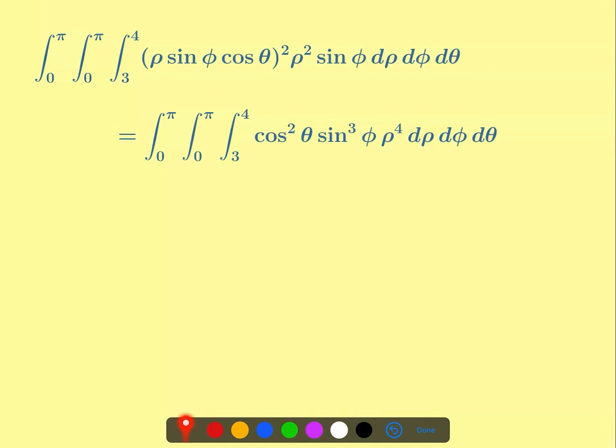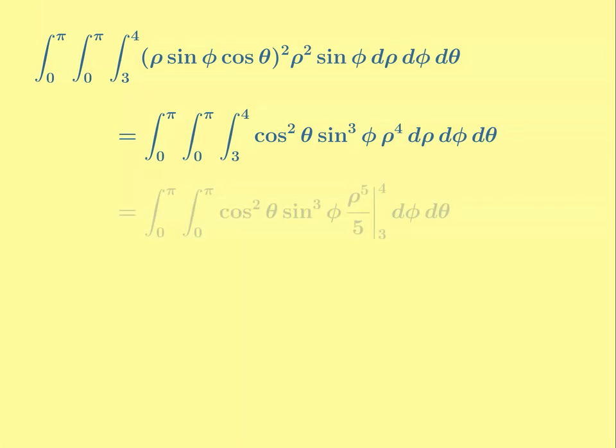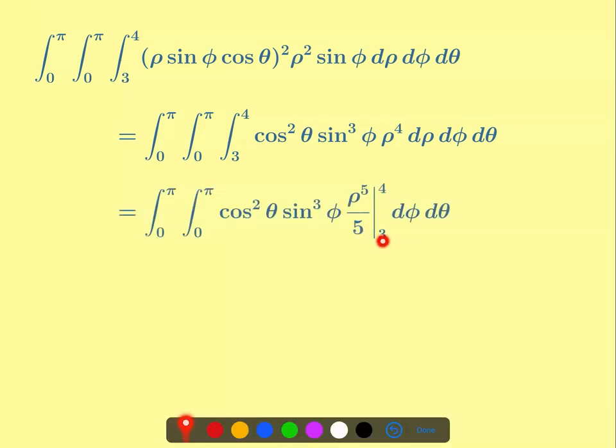So I want to integrate these. I integrate first with respect to rho. And this is a constant. So I'm just integrating rho to the fourth. And I'm going to have rho to the fifth over 5, evaluated from rho equals 3 to rho equals 4. So 4 to the fifth minus 3 to the fifth, well, you might not know those. You can use your calculator on a test for this class. So we're going to have 4 to the fifth is 1,024. 3 to the fifth is 243.